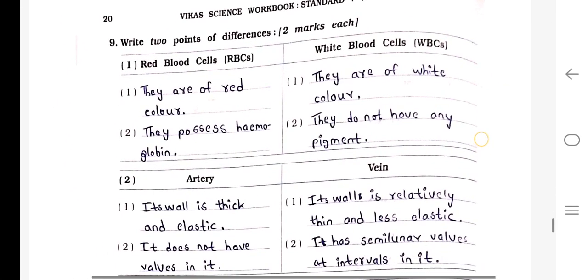Question number 9. Write 2 points of difference. Red blood cells, RBCs. Number 1. Answer. They are of red color. Number 2. They possess hemoglobin. White blood cells, WBCs. Number 1. They are of white color. Number 2. They do not have any pigment.